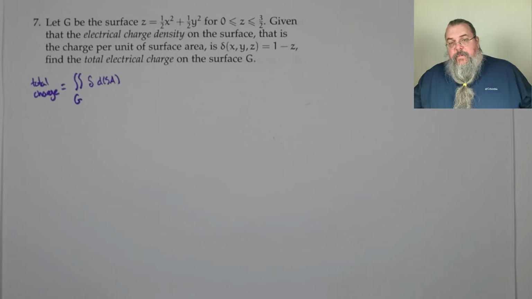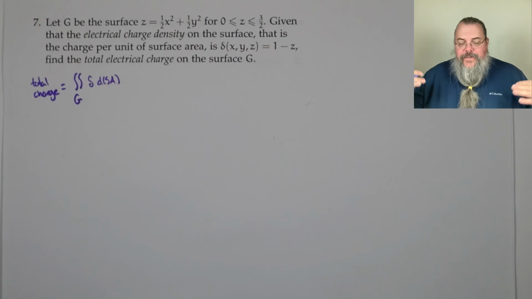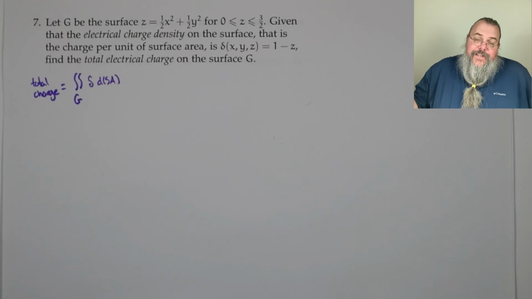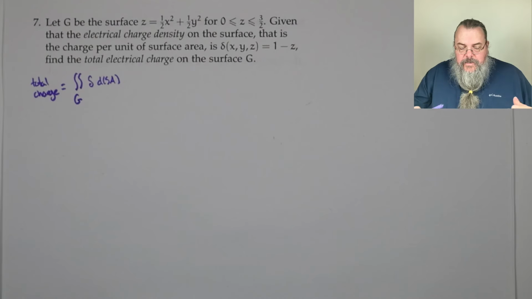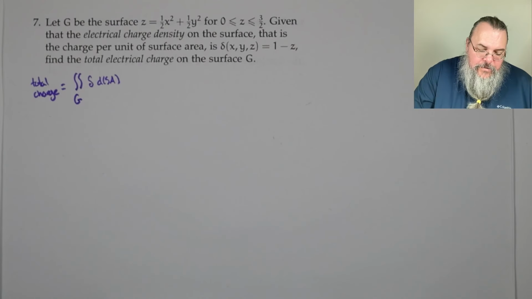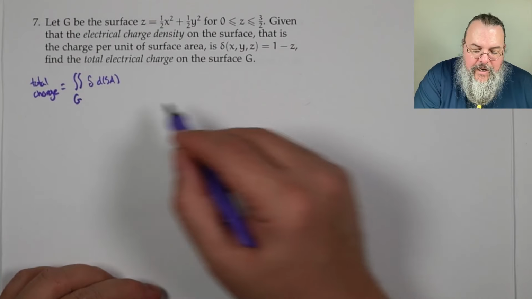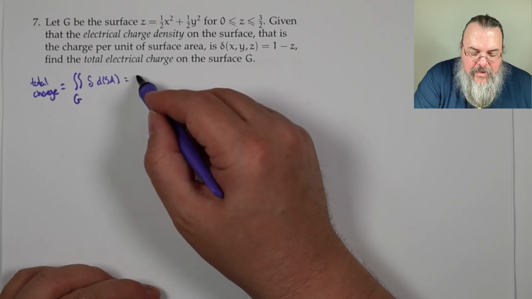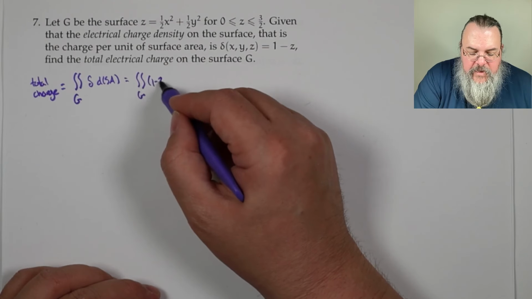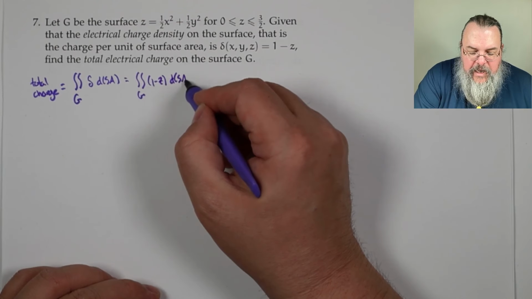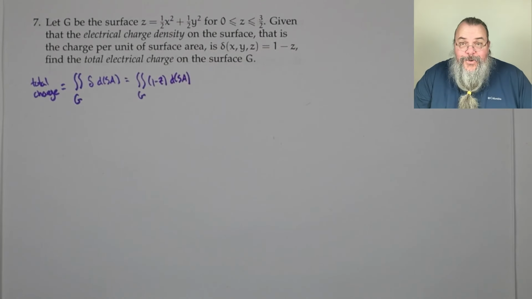Right? If you want to find mass, you integrate density. You want to find total charge, integrate electric density. Okay. Well, now we say, hey, we know what density is. It's 1 minus z. So this is the integral of g of 1 minus z dS. They say, cool, cool, cool. But how do we do this?